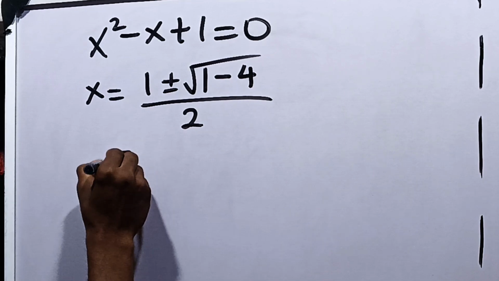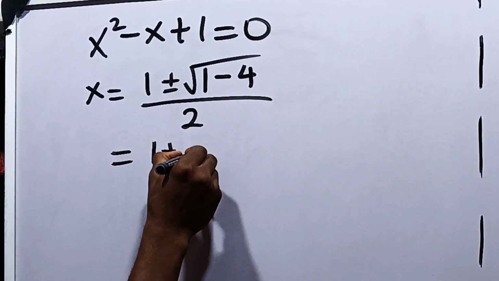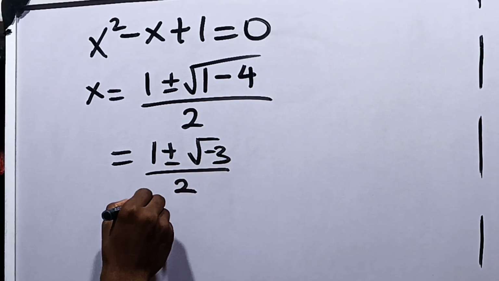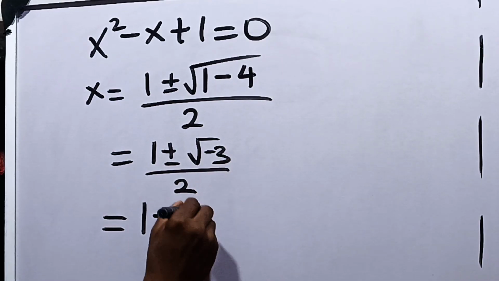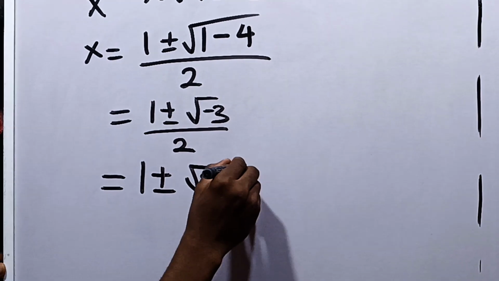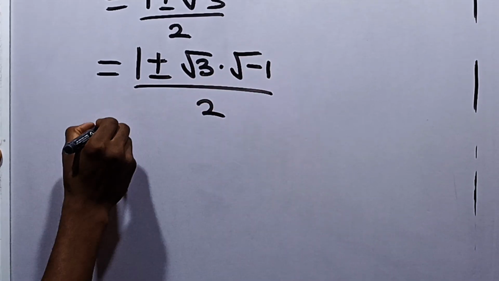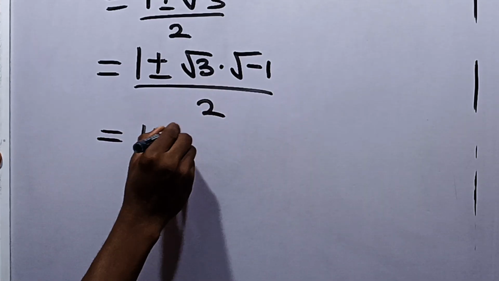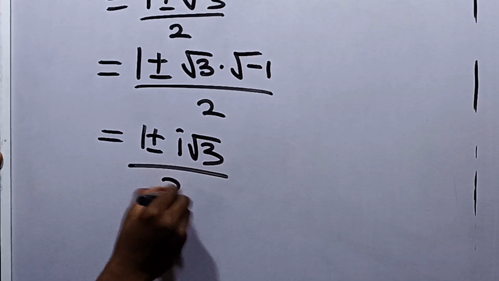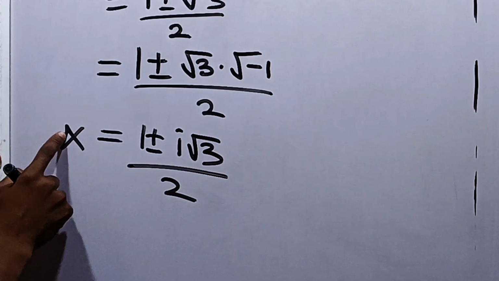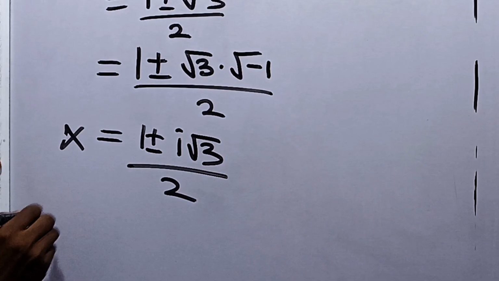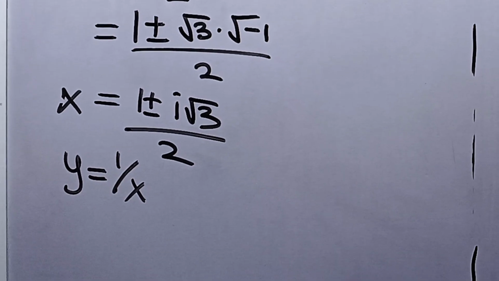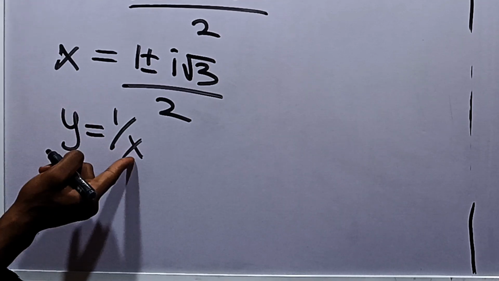Now what we have here is equal to 1 plus or minus root of negative 3, over 2. This is equal to 1 plus or minus root of 3 times root of minus 1, all over 2. Root of minus 1 is i. So we have 1 plus or minus i root 3 over 2 is equal to x. Now recall that our y here is equal to 1 over x. Now let's substitute values of x here to get our y.